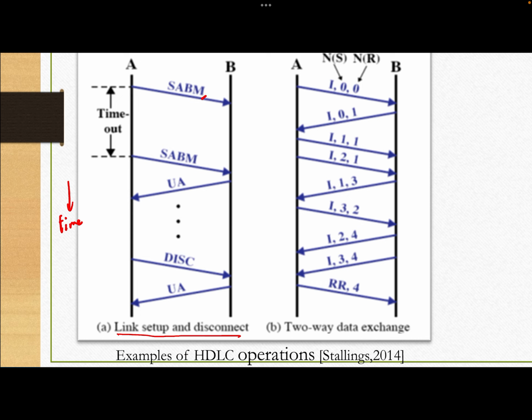A initializes the connection by sending set asynchronous balanced mode to B, but it doesn't get anything back. It doesn't get the UA, the unnumbered acknowledgement, back. So it waits until timeout, then sends the request again. Now B accepts, so B sends the UA back. Then this becomes data transfer here. After it finishes sending, it sends the disconnect, which is again an unnumbered frame. Then we have to accept this, so we send UA.